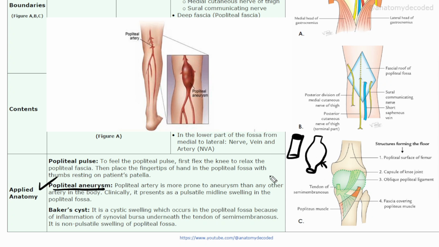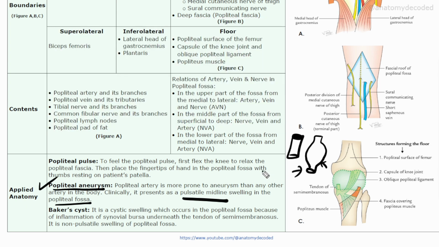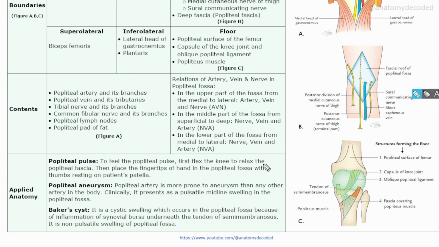Okay, so in such a condition, there will be a pulsating midline swelling in the popliteal fossa, and the surgical procedure for the correction of this is done in the adductor canal. The femoral artery has to be ligated in the adductor canal, that we had seen in the adductor canal applied anatomy.